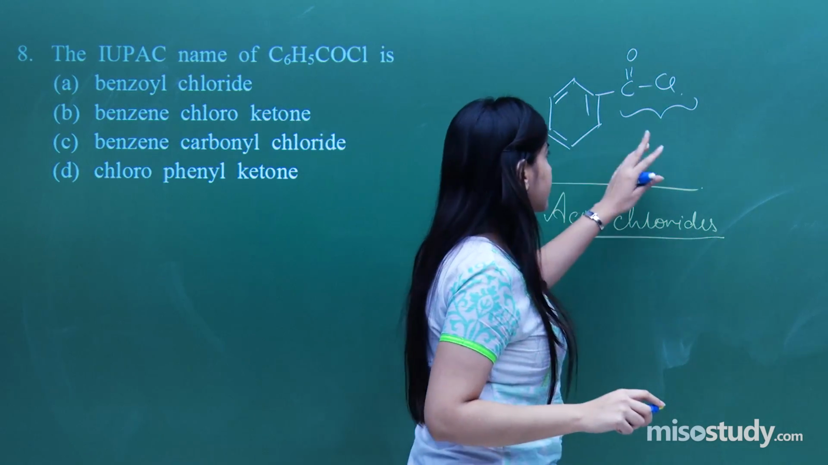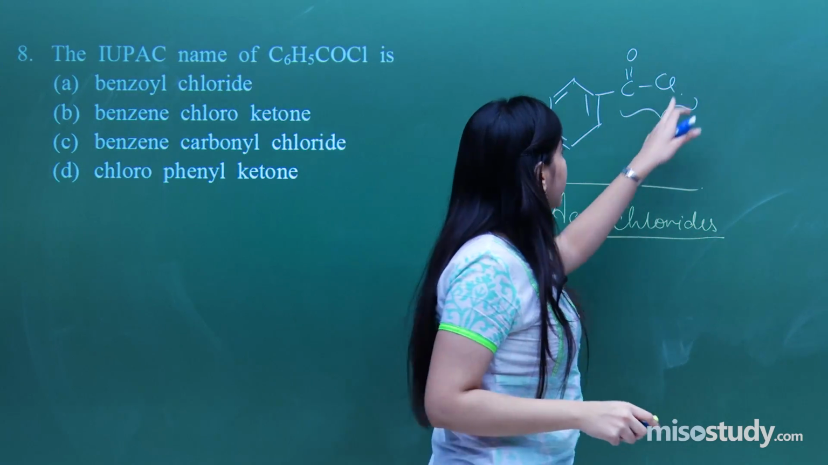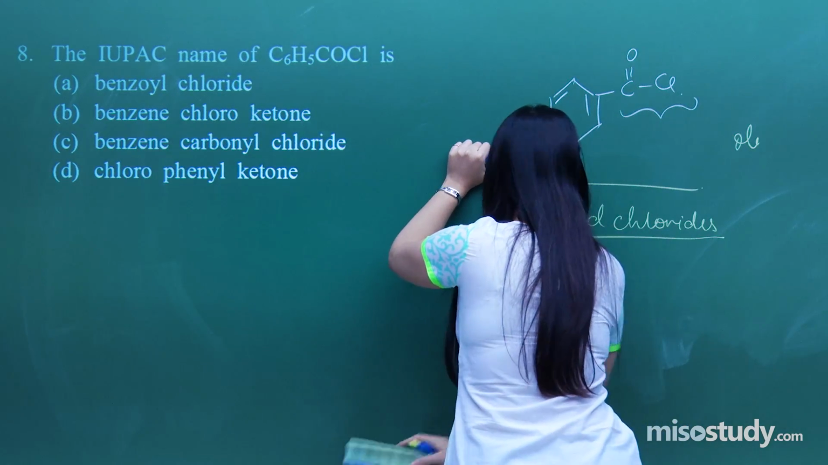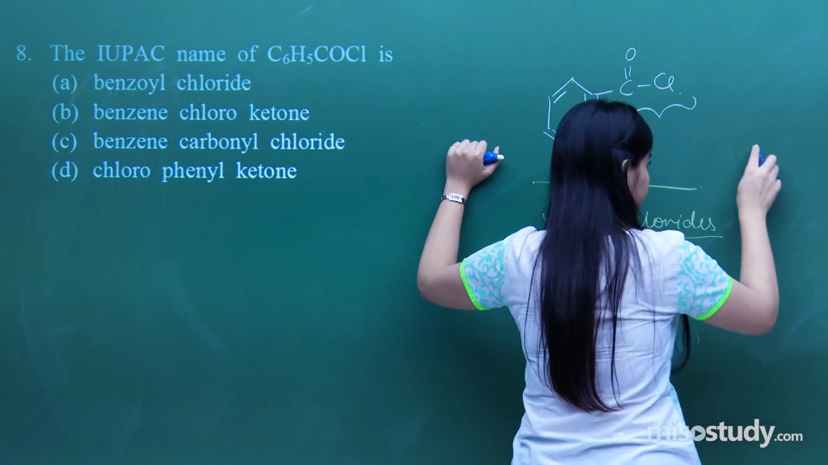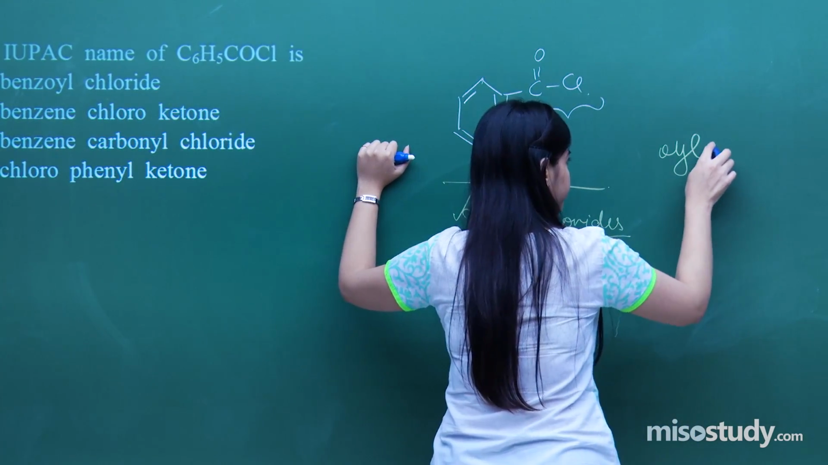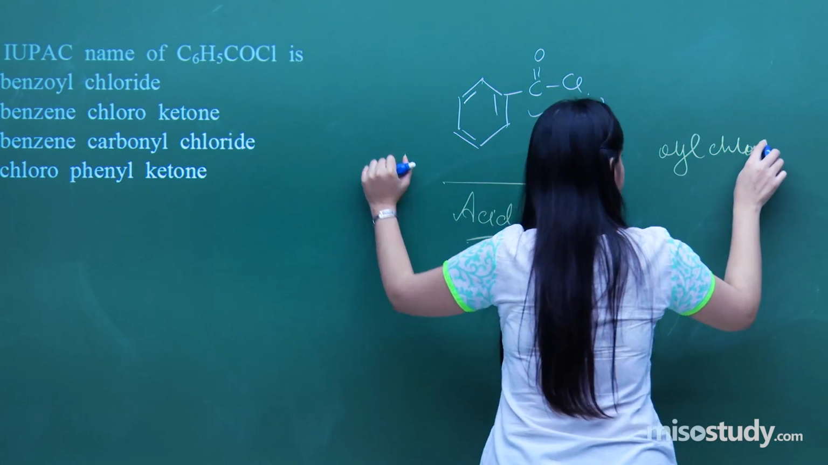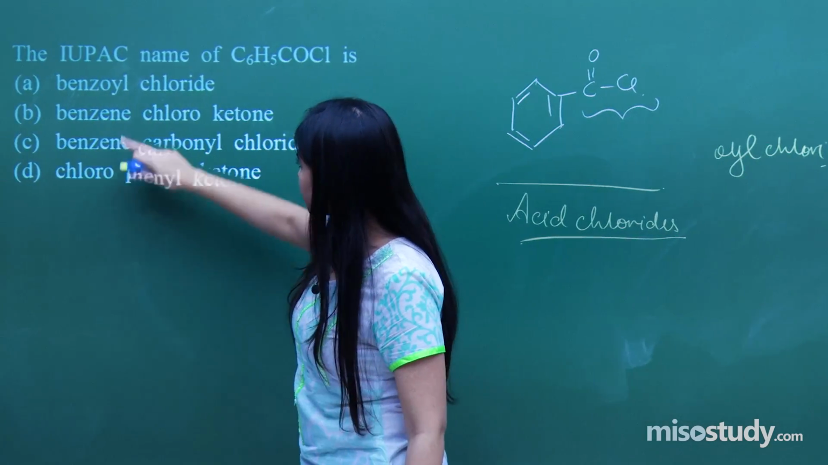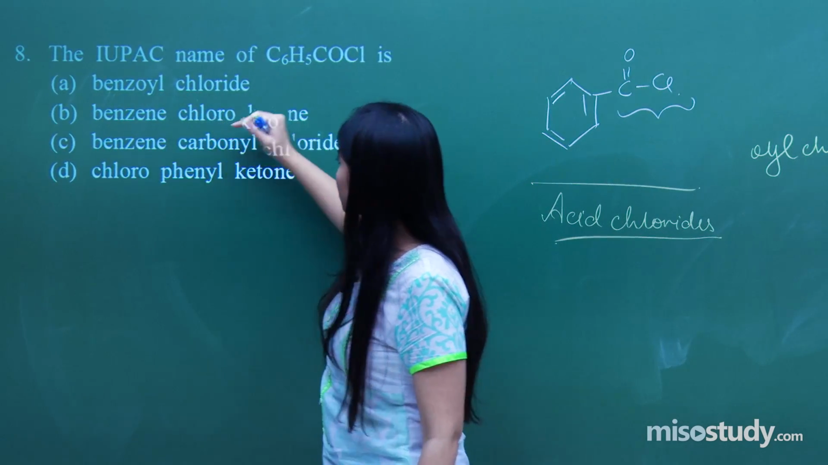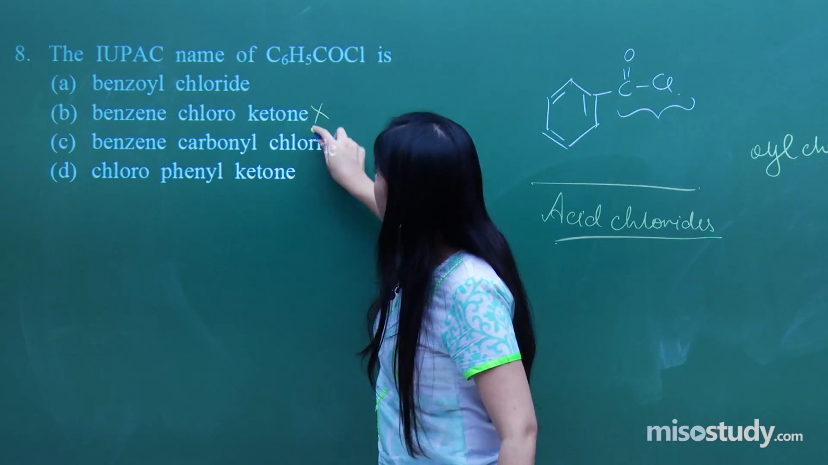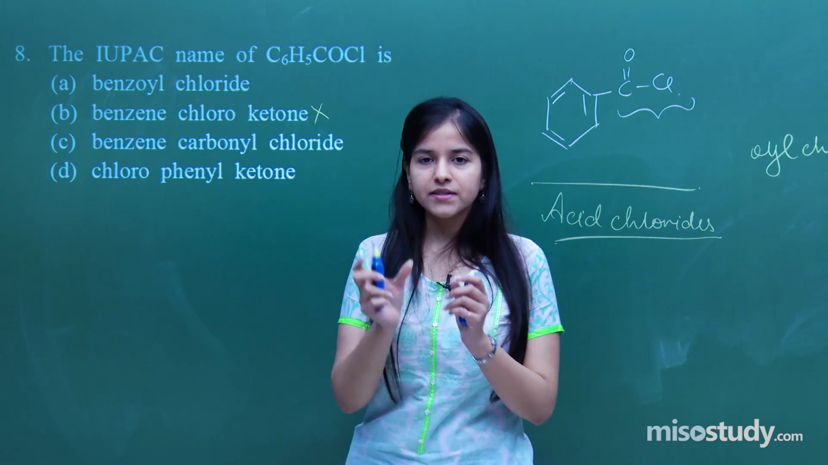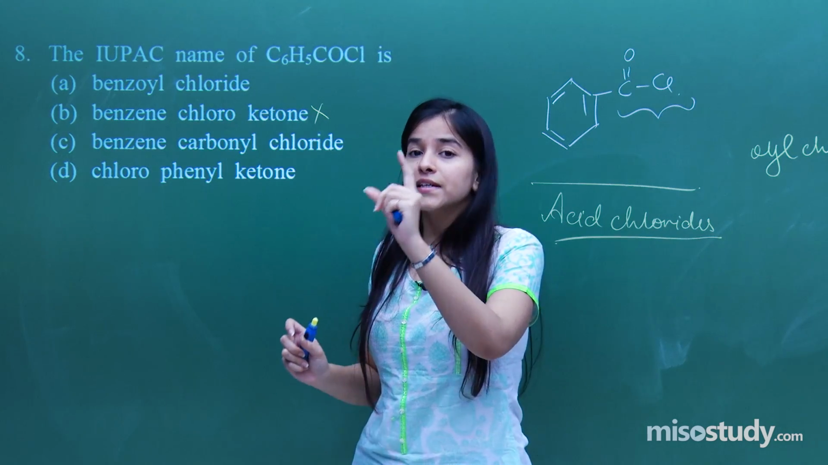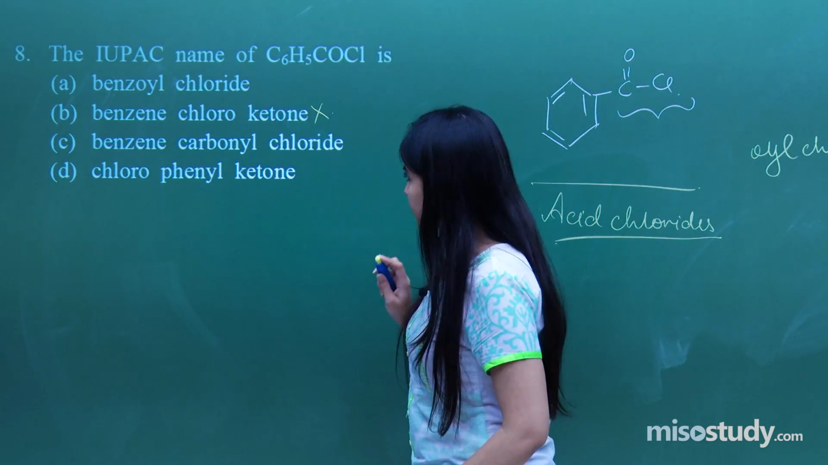And what is this? This very group, we mention it as oyl chloride. So if you look at the options here, what are the options? Benzoyl chloride, benzene chloroketone. Ketone will not be the answer, because here we are considering COCl as the whole functional group and not particularly the keto. So we are not considering this.